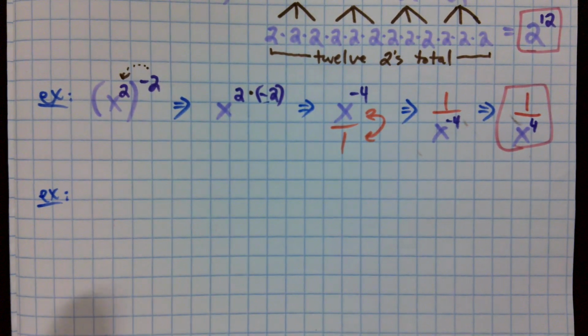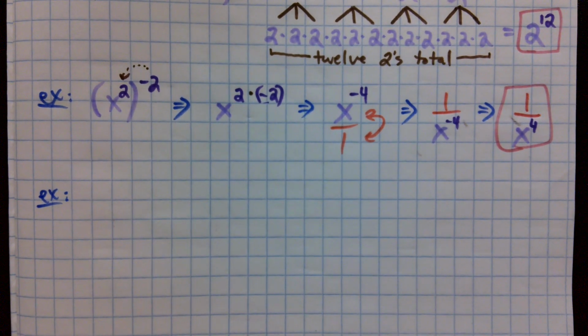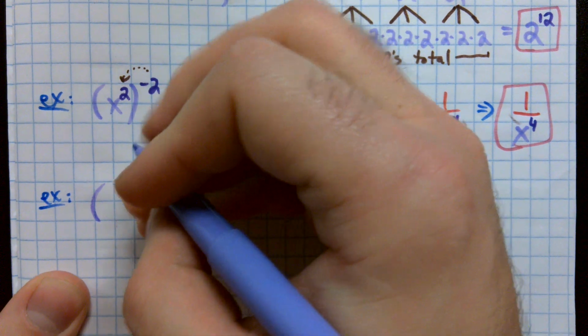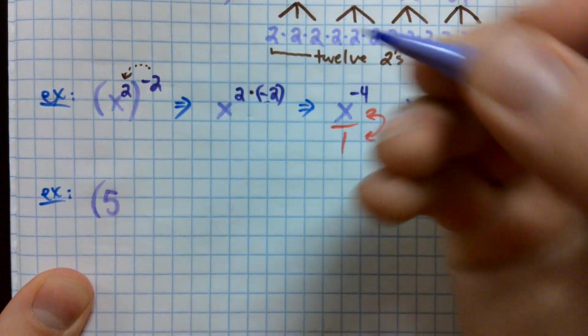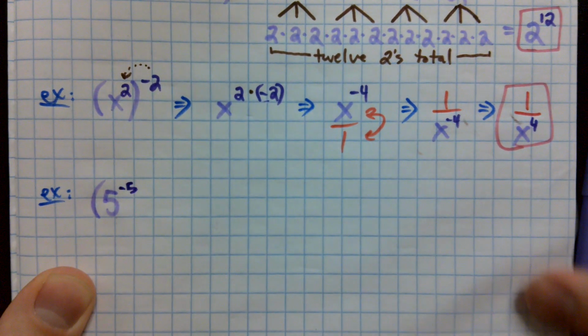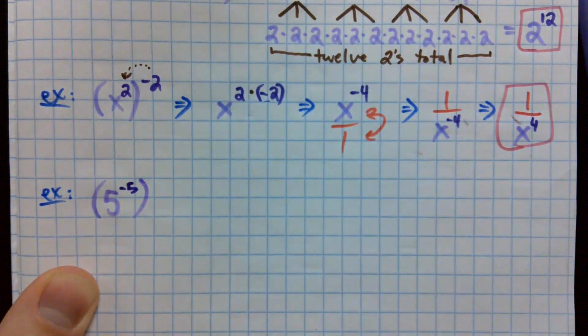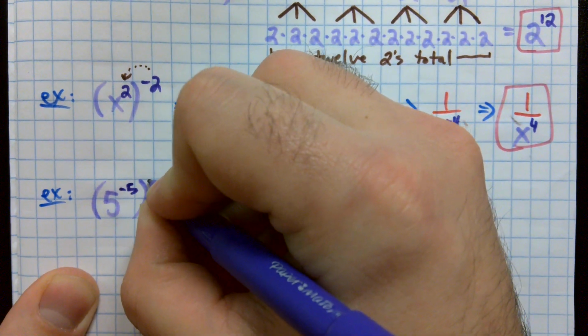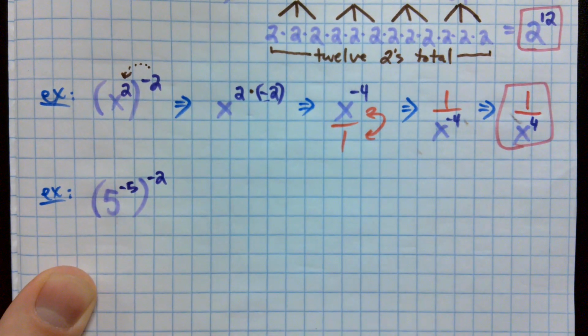Let's do, how about 5 to the power of negative 5, raised to the power of negative 2.